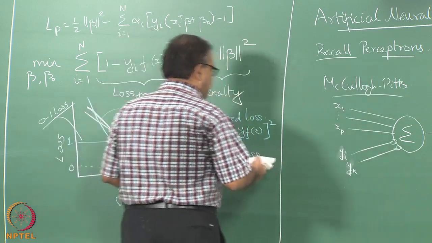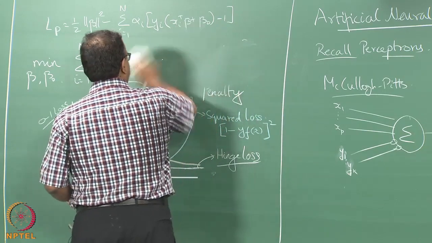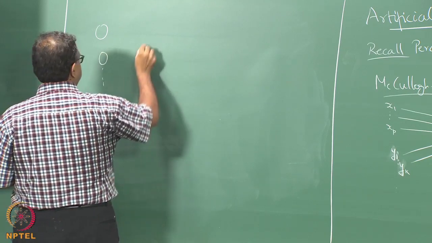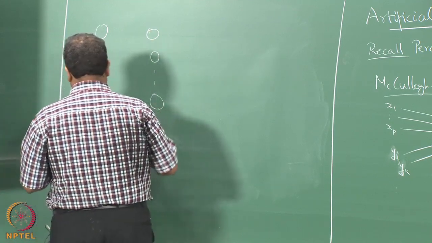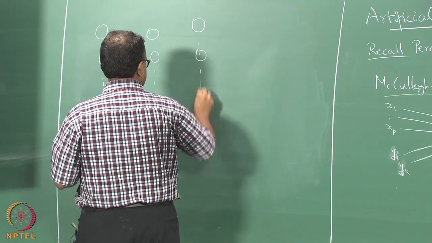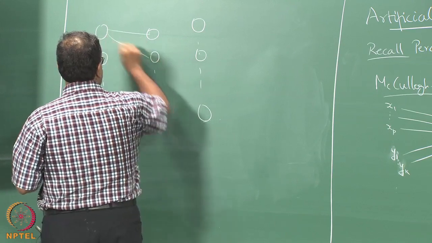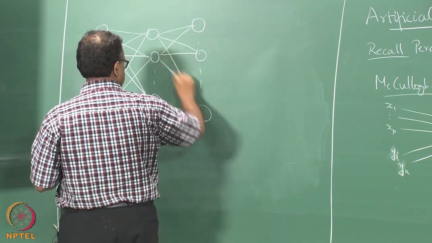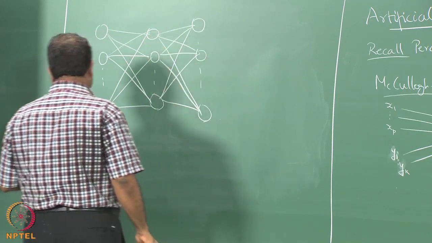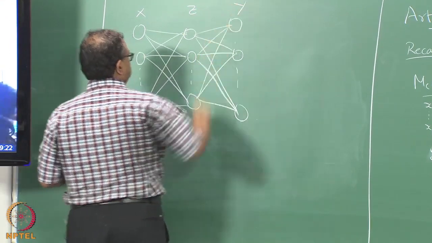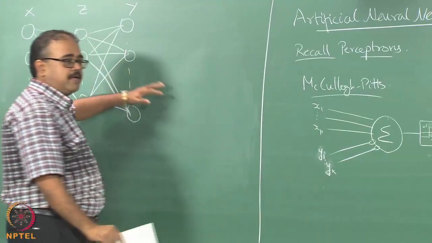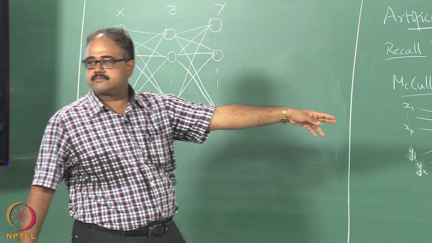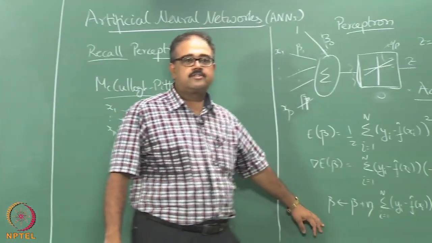Now we move to artificial neural networks as opposed to looking at neurons. So we are going to start hooking up neurons in multiple layers like this, and the way we are going to train this neural network is using gradient descent, right.